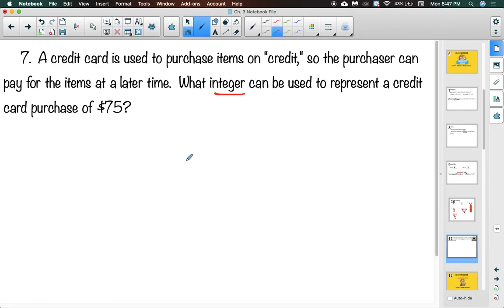This is not an absolute value problem. This is basically asking, we know we're going to deal with the number 75 here, but is that 75 going to be a positive or a negative number? Since we are borrowing that money from the credit card company, we're technically in debt, which means the 75 will be a negative number.